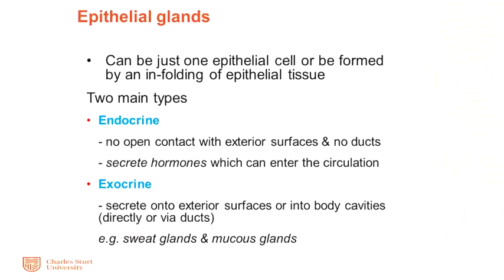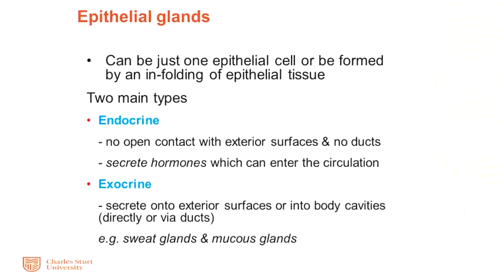First one is endocrine glands. Endocrine glands themselves have no open contact with exterior surfaces or ducts, so their secretion will be directly into the extracellular fluid. For example, endocrine glands will secrete hormones, which can then enter the circulation or the bloodstream. And exocrine glands will secrete their product onto exterior surfaces. So say sweat glands, as an example, will secrete sweat onto the surface of the body.